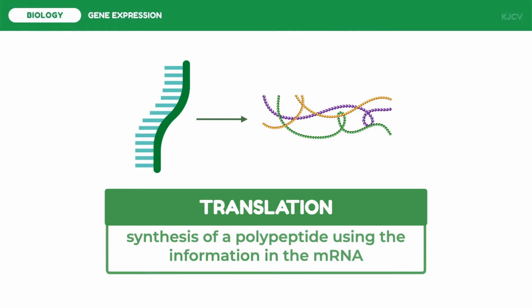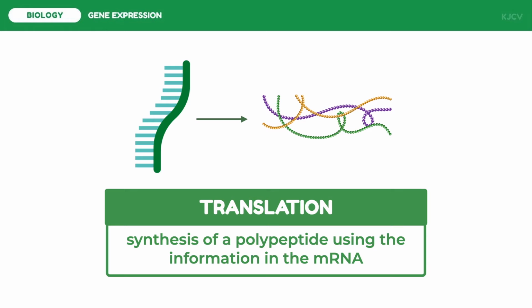Translation is the synthesis of a polypeptide using the information in the mRNA. There is a language shift at this stage. The cell must translate the nucleotide sequence of an mRNA molecule into the polypeptide amino acid sequence. Ribosomes, which are complex particles that organize the linkage of amino acids, are the locations for translation. We need to define first the terms involved in translation.